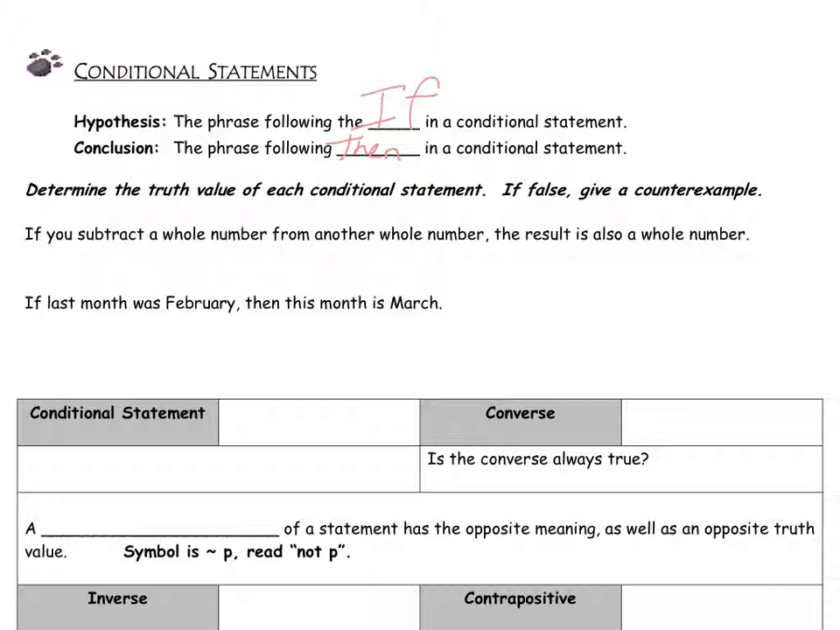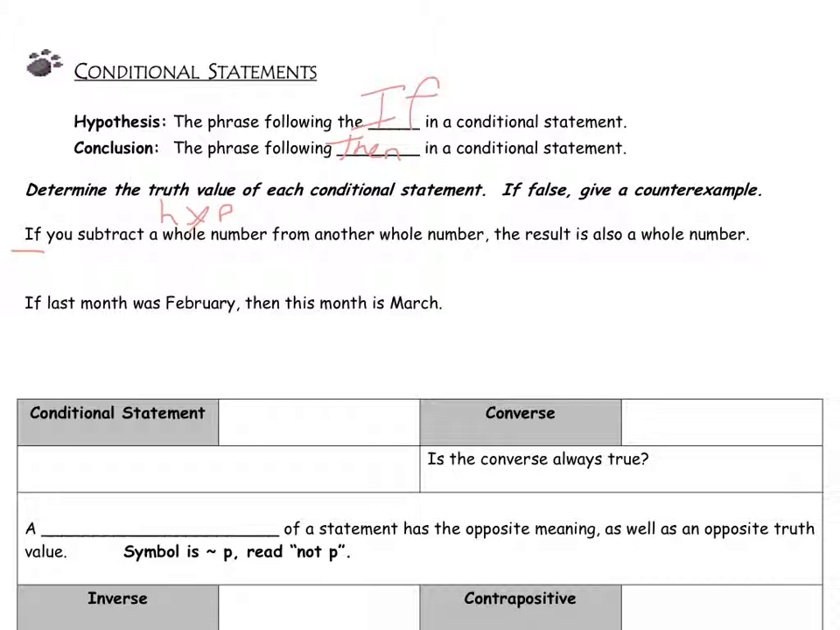Determine the truth value of each conditional statement. If false, give a counterexample. Let's look at this first example. Notice that we have the if right here. If you subtract a whole number, this is the hypothesis, since we have that if statement.